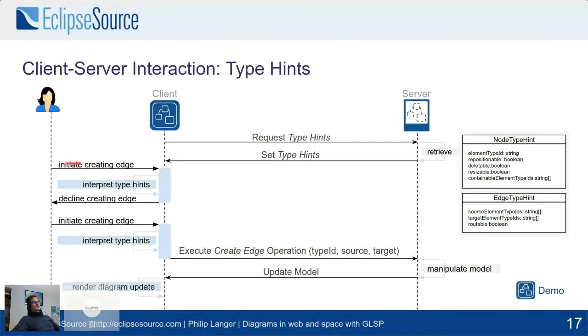And when the client then tries to initiate creating an edge, we can stay on the client, and interpret those type hints, and then directly decline creating an edge, for instance. Of course, when we do everything correctly, then everything is as before. So the client says, okay, my type hints indicate that this operation is allowed to be executed. So then it would send it to the server, which then performs the operation and sends back the update. So let's look at that in the example.